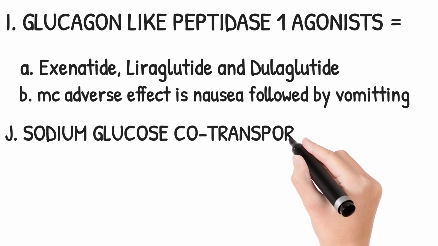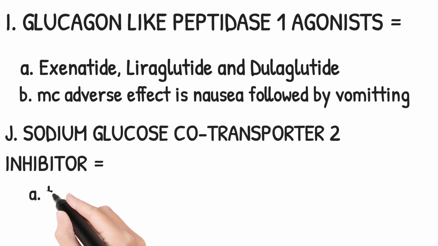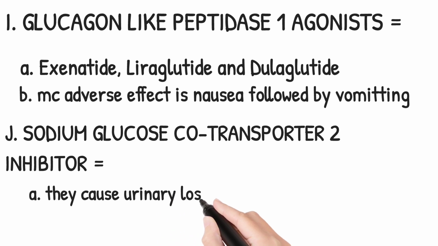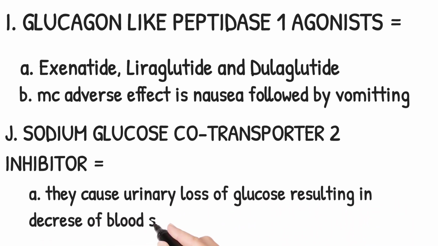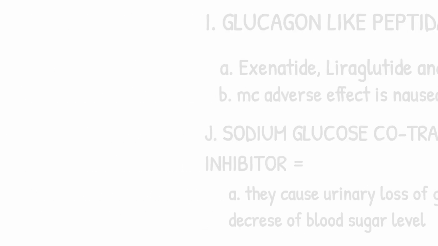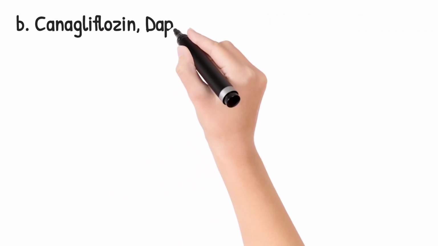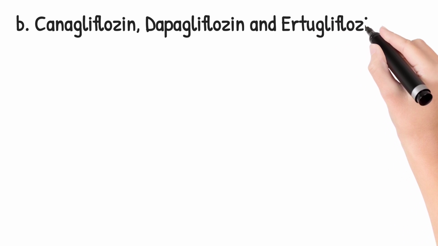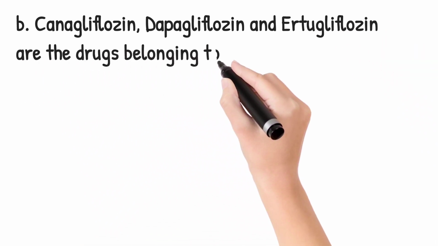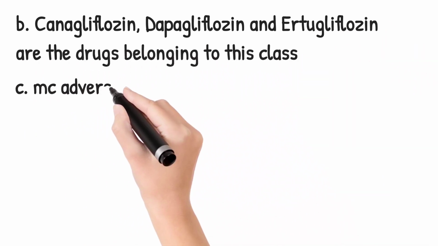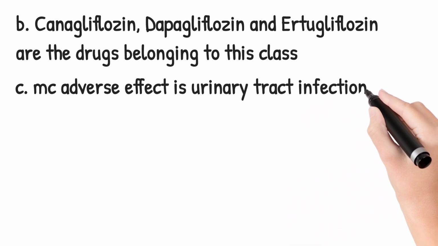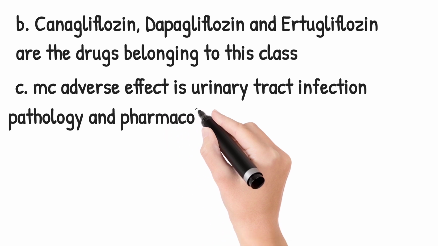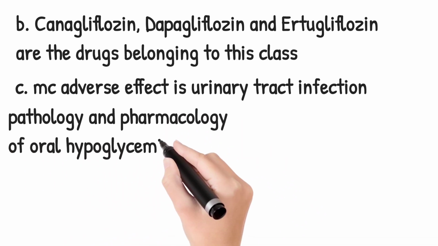Sodium glucose cotransporter 2 inhibitors cause urinary loss of glucose, resulting in a decrease in blood sugar level. Canagliflozin, dapagliflozin, and ertugliflozin are the drugs belonging to this class. Most common adverse effect of this class of drugs is urinary tract infection because they cause glucose loss in urine.